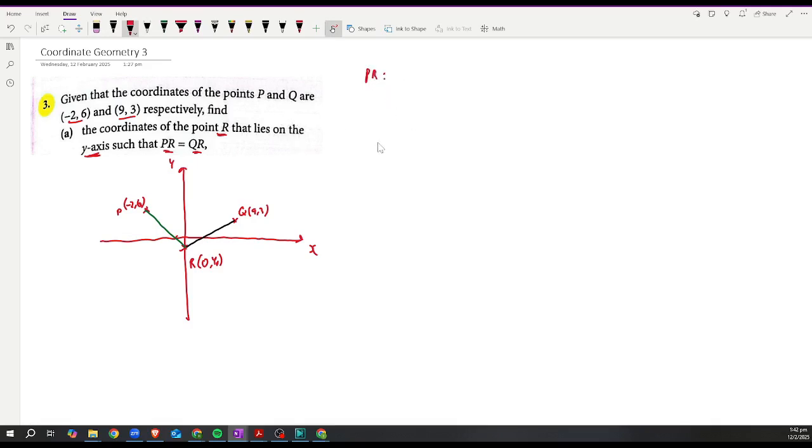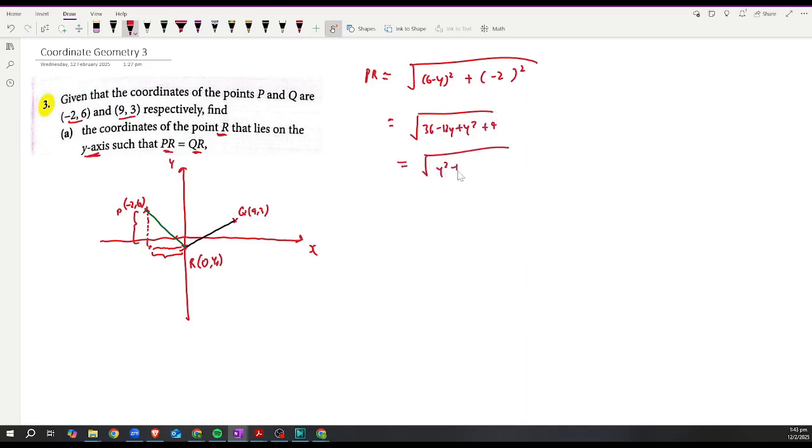So how do you find the length of PR? There's the length of a line formula, which is derived from Pythagoras' theorem. If you take the square of this side and add it to the square of this side, it will equal the square of the hypotenuse. So PR will be equal to the square root of (6 minus y) squared added to the difference between -2 and 0, so it's just (-2) squared. You can expand it. It will be 36 minus 12y plus y squared plus 4, or y squared minus 12y plus 40.